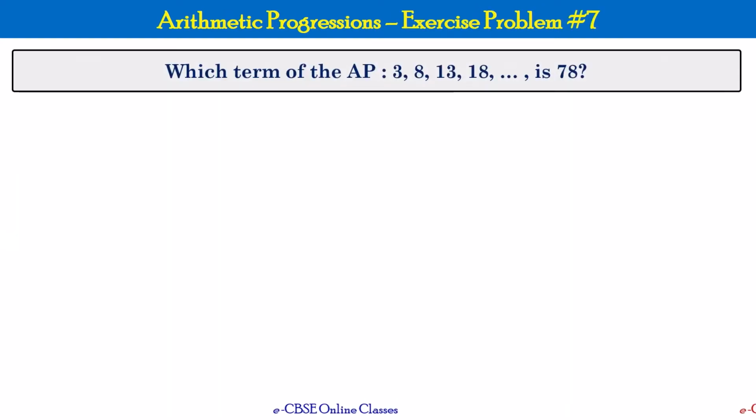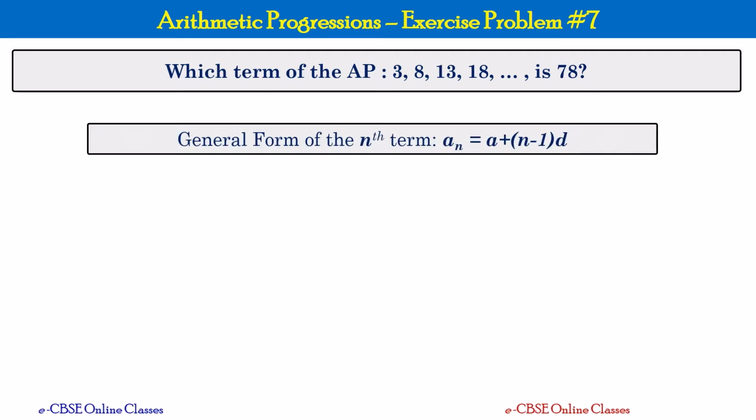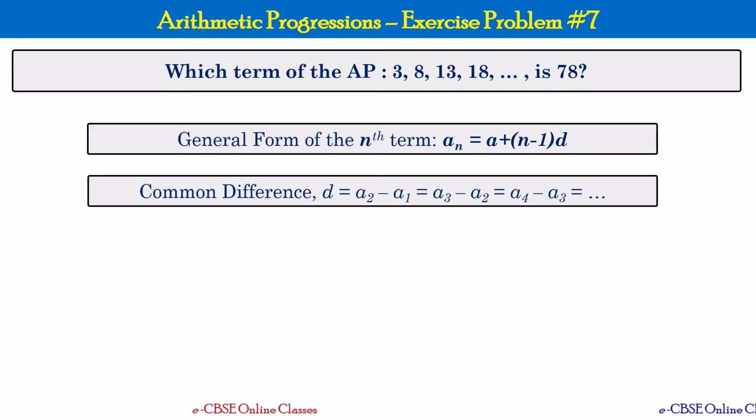It reads, which term of the AP 3, 8, 13, 18 and so on is 78? The formula that we need to use is the general form of the nth term, that is An equal to A plus n minus 1 into D. The common difference D can be found out by taking the difference between any two consecutive numbers, that is A2 minus A1 or A3 minus A2 or A4 minus A3 or so on.